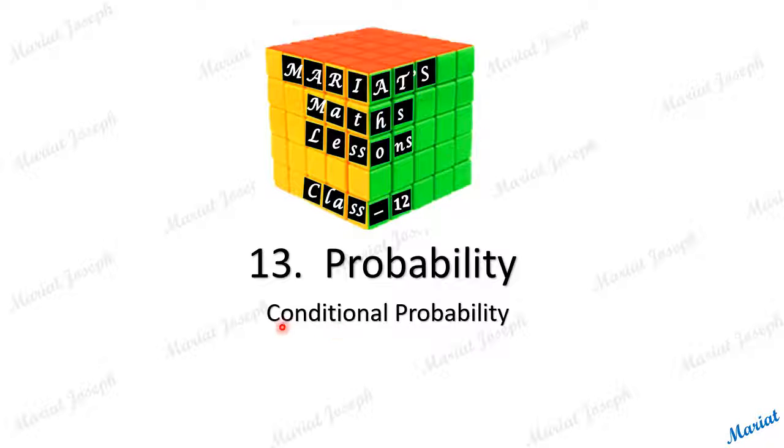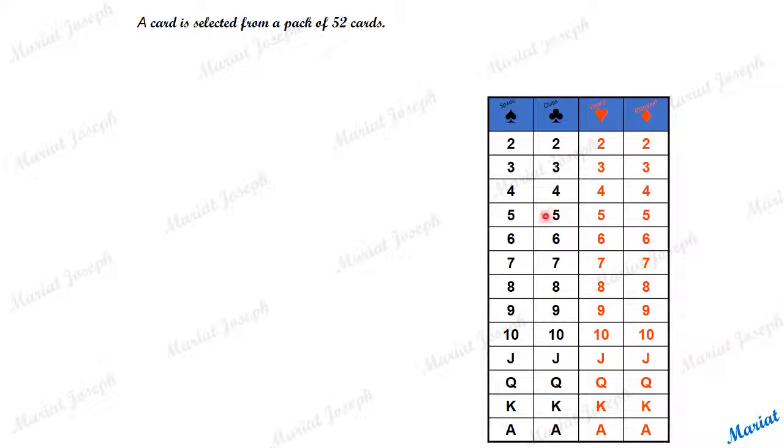Here we discuss conditional probability. In a random experiment, a card is drawn from a pack of 52 cards. Here are the 52 cards. 4 suits: spades, clubs, both are black, hearts and diamonds. Each suit consists of 13 cards. These are the 52 cards and one card is picked up. That is the experiment.